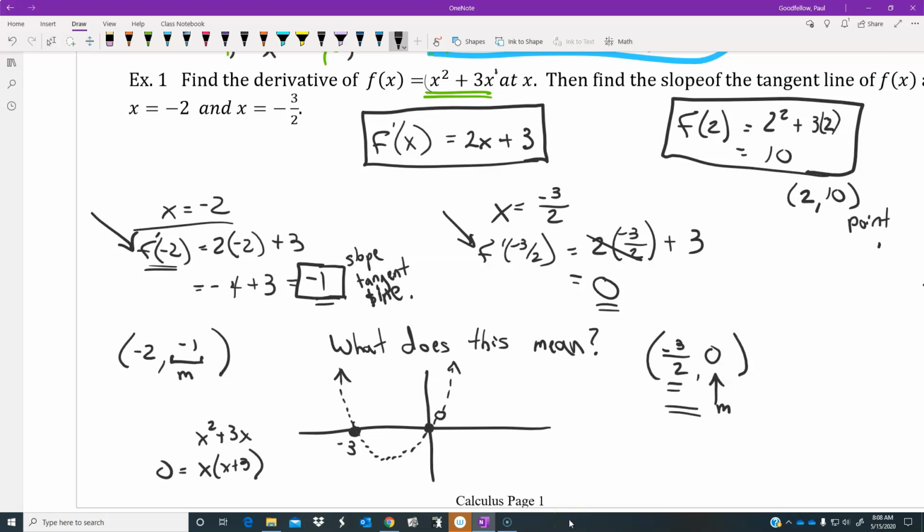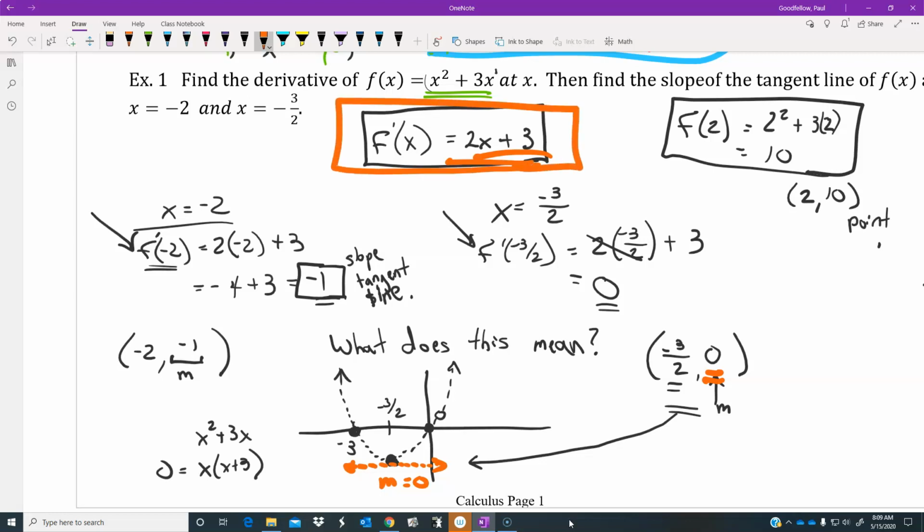So I've got a basic function shape. What this particular question is saying is that at -3/2, right here, halfway between those two intercepts, the vertex happens, and at that vertex, the slope of the tangent line is 0. And that's what the derivative is really saying. So in essence, when we write this derivative function up here, we're really writing in its own right another equation for the slopes at those particular given locations.